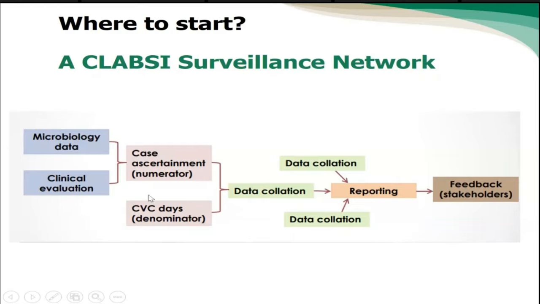You have to collect the numerator data and the denominator data to calculate the CLABSI rates. The case ascertainment or the numerator data you are supposed to collect. You are supposed to collect the central line days or the denominator days. Then you have to collate the data. By all these collections, you will interpret, you will analyze, and you will report. And you will give this feedback to the stakeholders or the owners of the program on what you are doing.